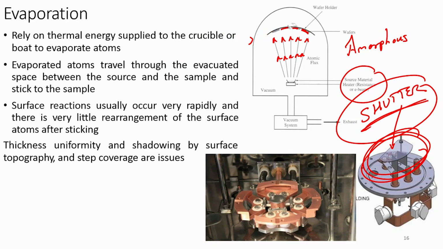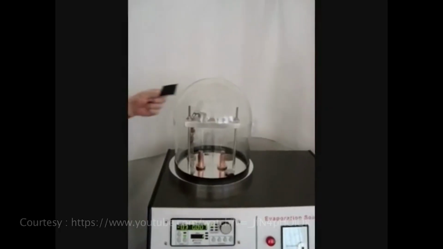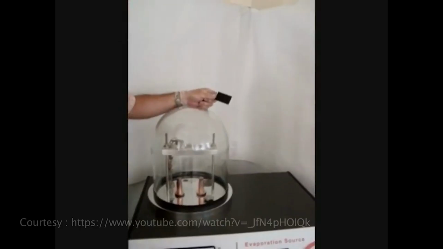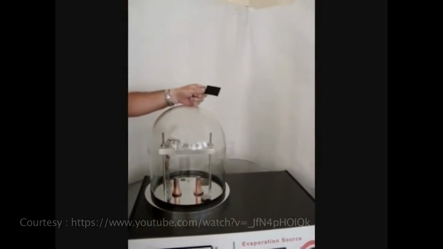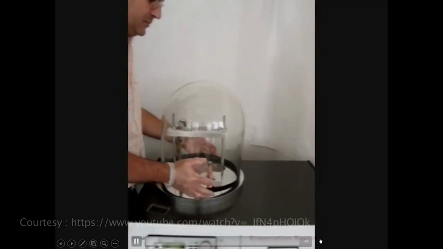But like I mentioned, if the material that you want to deposit has a very high melting point, thermal evaporation cannot be used. So, now let us see the video of how thermal evaporation can be used to deposit a material.